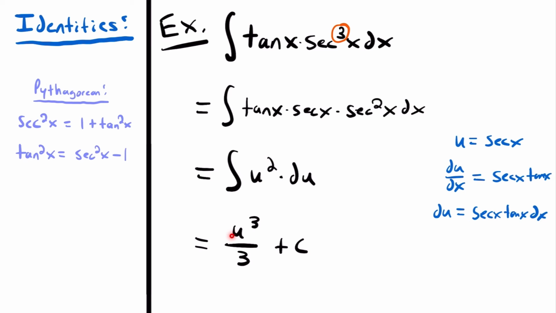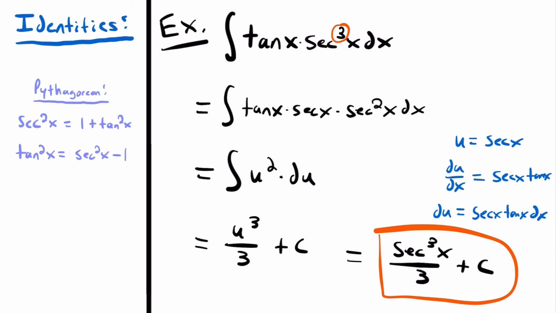And remember that u is equal to secant x, and so our final answer is that this is equal to secant cubed of x divided by 3 plus c. And so that is the solution to this trigonometric integral. Let's look at a slightly more difficult example of a trig integral with tangent and secant.